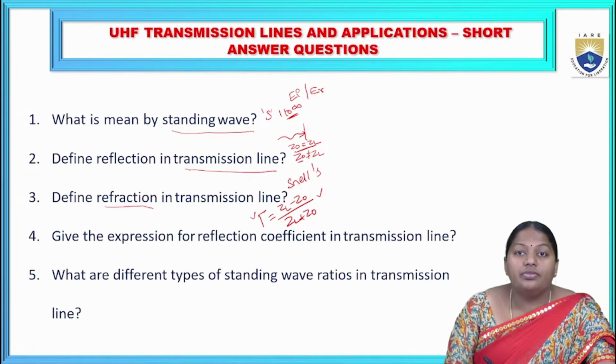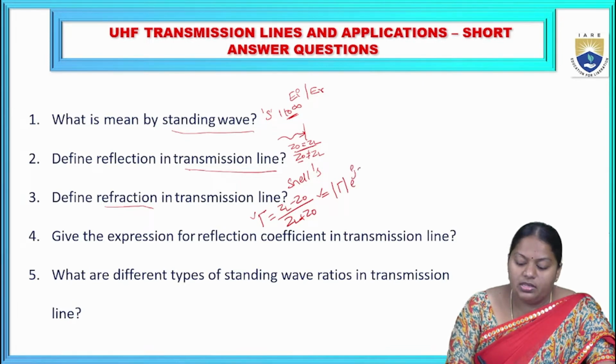If you want to express this reflection coefficient in terms of its magnitude and phase, the magnitude can be written as modulus of gamma and the phase function can be written as e power j phi.